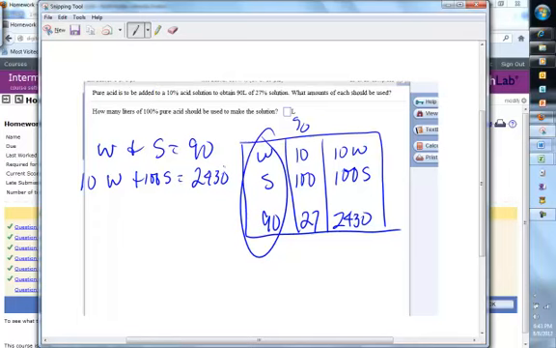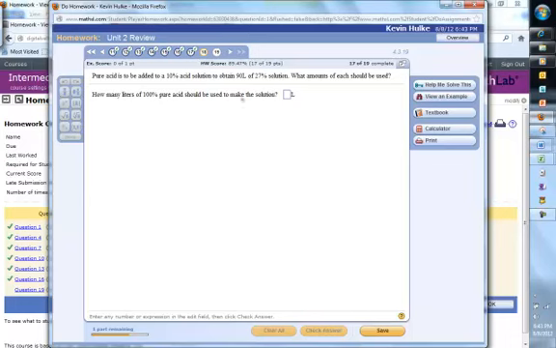Mode 5, 1. And it'll be 1 equals 1 equals 90. And 10 equals 100 equals 2430. And our x is 73 and our y is 17. So we should use 17 liters of the pure stuff and 73 liters of the 10% solution.